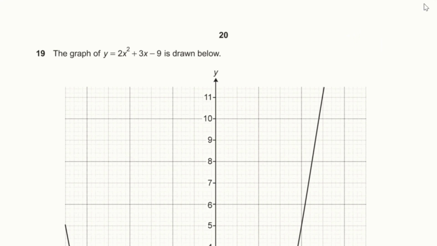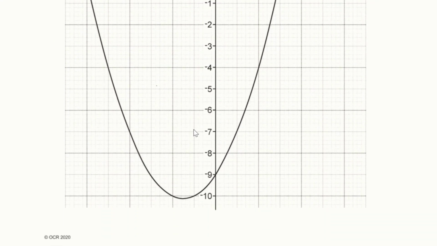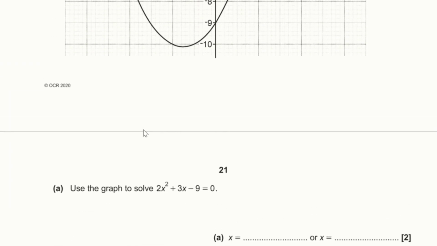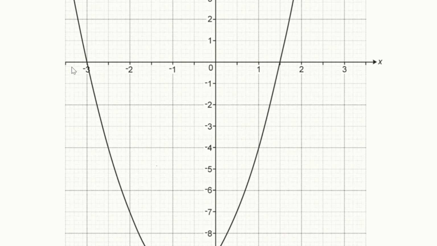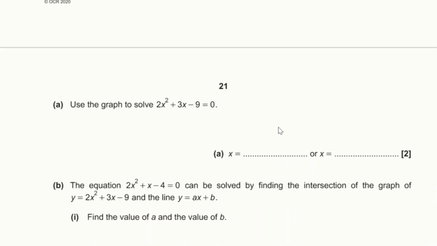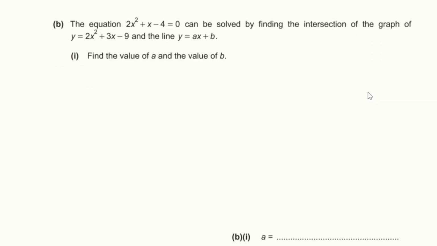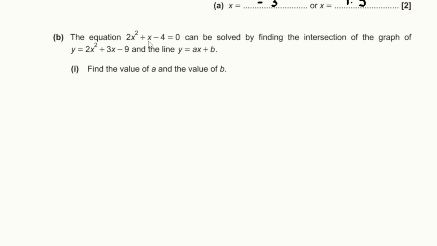Question number 19. The graph of y equals 2x squared plus 3x minus 9 is drawn below. That's what we see here. And for part A, we have to use the graph to solve 2x squared plus 3x minus 9 equals 0. Well, here we need to find out the roots of the equation. You can see those are at -3 and 1.5. So here we've got -3 and 1.5.